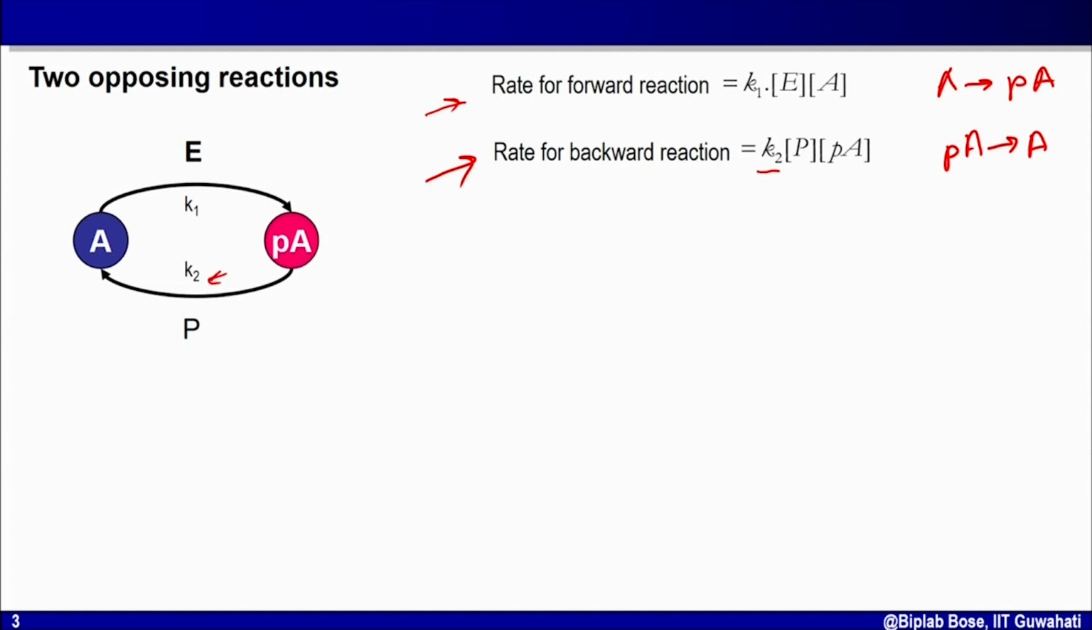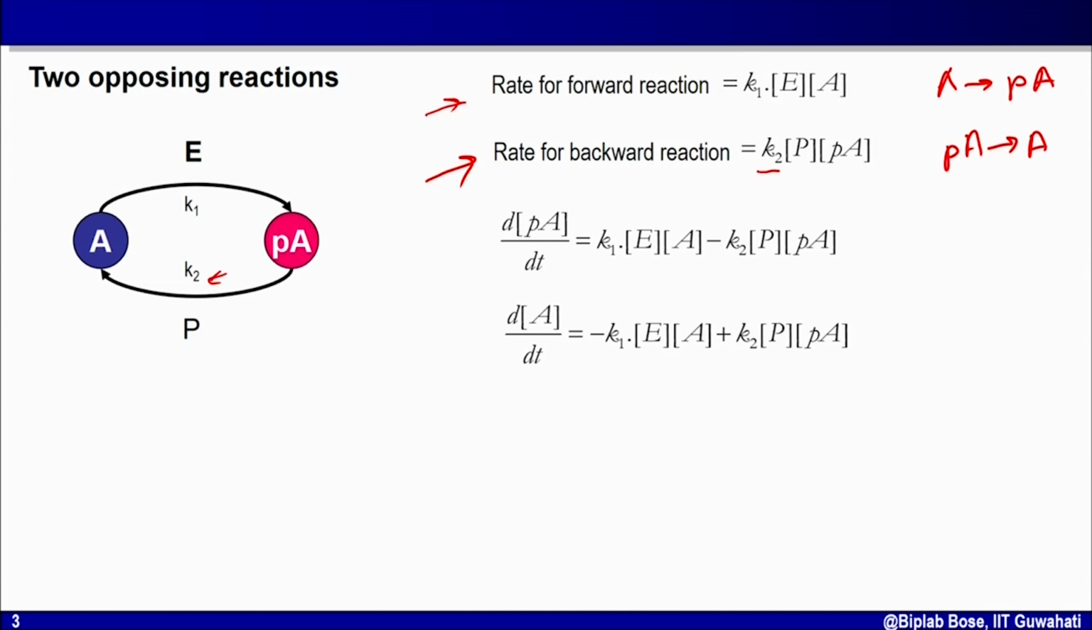So if I combine these two forward and backward reaction rates, then I get the ODE for both the variables, that is for PA and A. So the rate of change in concentration of phosphorylated A, dPA/dt, is equal to, the first term is from the forward reaction because the forward reaction is forming PA. So that is K1 into E into A, minus the backward reaction, because the backward reaction is removing PA and creating A. So the minus sign is there, and the term is similar to what I have got here for the backward reaction, that is K2 into P into PA.